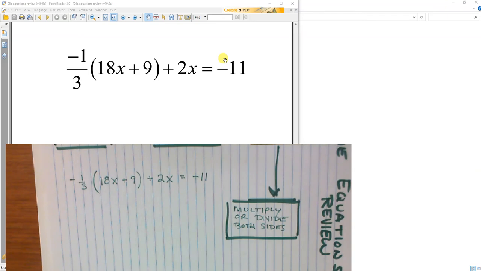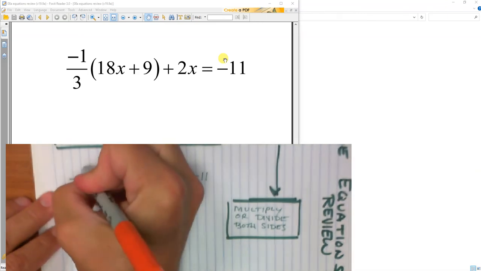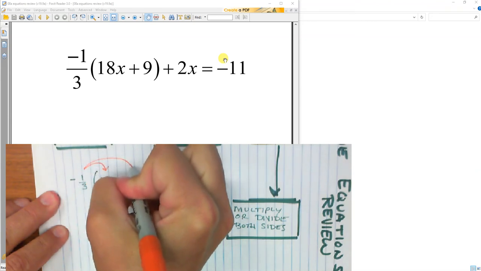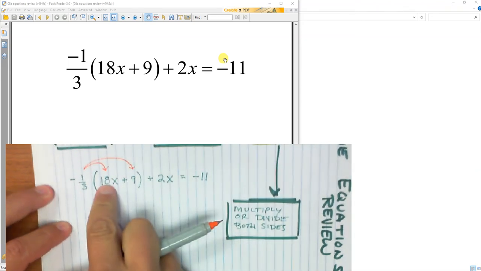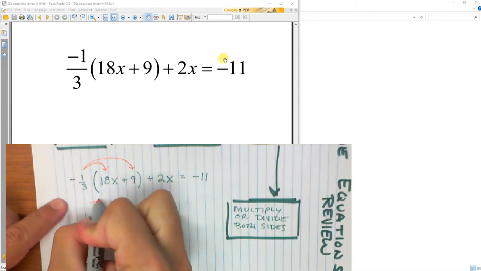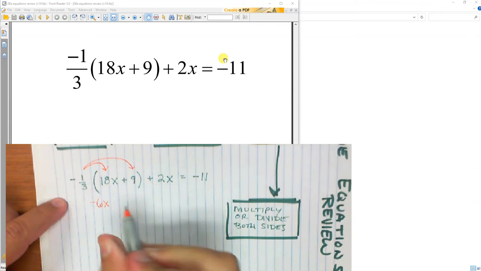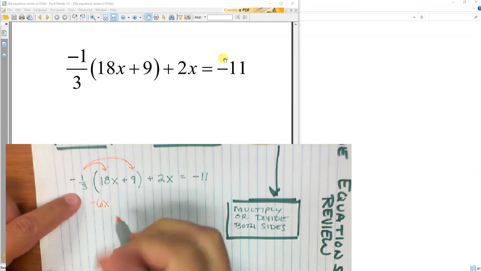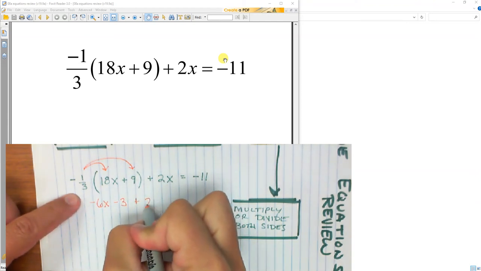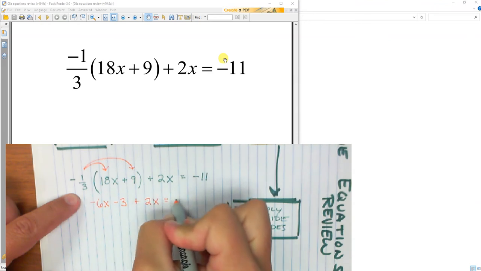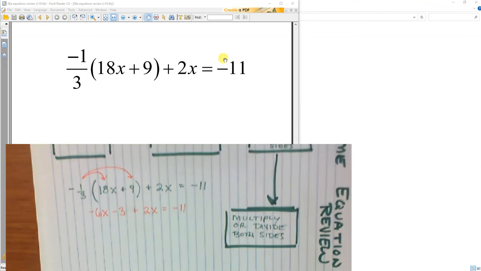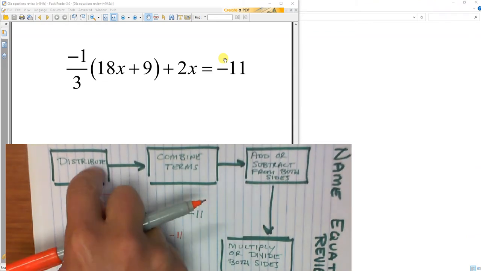All right, I'm going to start by distributing the negative 1/3, which is the same as dividing by negative 3. So 18 divided by negative 3 is negative 6x. 9 divided by negative 3 is negative 3. And now I'm just bringing down the rest of the problem. I started with my distribution step. My distribution step is done.